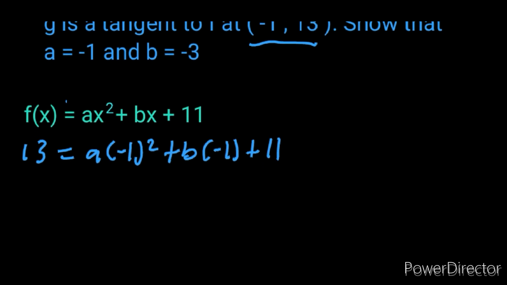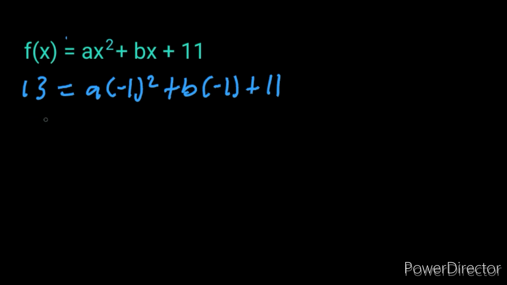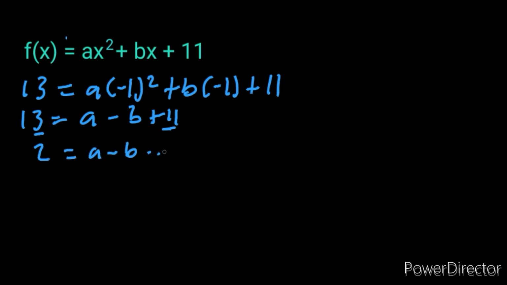So then this is going to be 13 is equal to, negative 1 squared is just positive 1, so we're going to have positive a minus b plus 11. So when we take this 11 to the other side of the equation, we're going to have 13 minus 11, which is going to be 2. So 2 is equal to a minus b. So we have created our first equation.